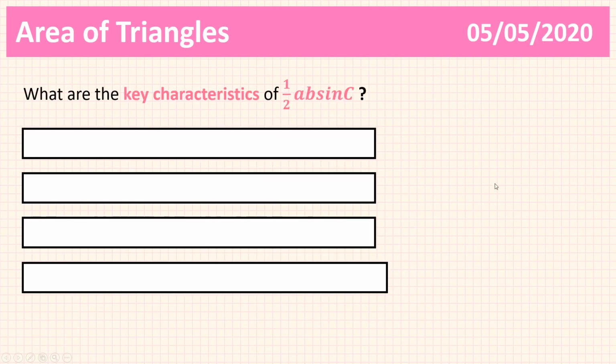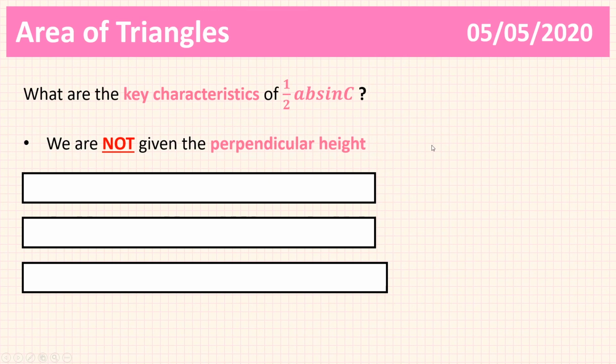Now, before we move on, we need to look at the key characteristics, just so you have something to denote. When and what are the key characteristics of a half AB sine C? And if we have these characteristics, we should then definitely use a half AB sine C. So one of the first characteristics is that we are not given the perpendicular height. If we are not given the perpendicular height, we can use a half AB sine C. We should use a half AB sine C.